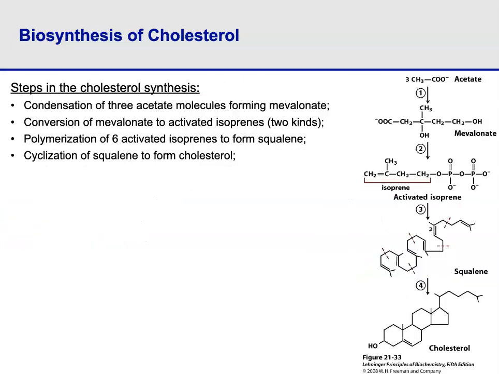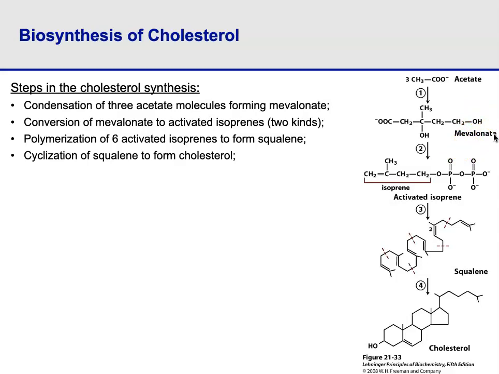Alright, so now let's look at the biosynthesis of cholesterol. We're going to break cholesterol synthesis into four major steps. The first one is condensation of three acetyl-CoAs, or acetate groups, into the formation of mevalonate.